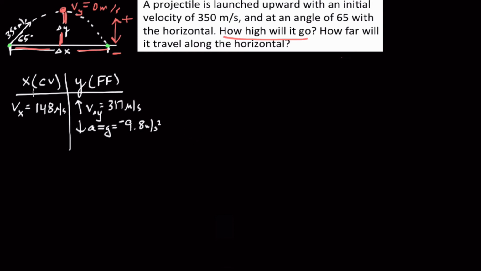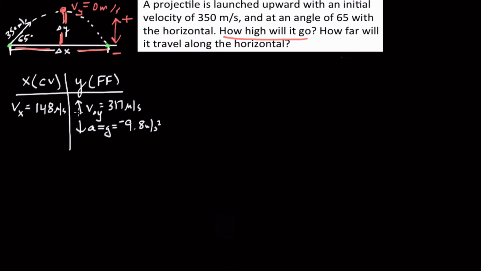Along the horizontal, it's traveling at a constant velocity of 148 meters per second. Along the vertical, its initial upward velocity, so the vertical component of the launch velocity, which was 350 meters per second at an angle of 65 degrees upward, was 317. This is a free fall problem. We assume the only force acting on this is the force due to gravity, and therefore the acceleration would be downward. It is always downward in a free fall problem. G is always downward, and it is 9.8 meters per second every second.